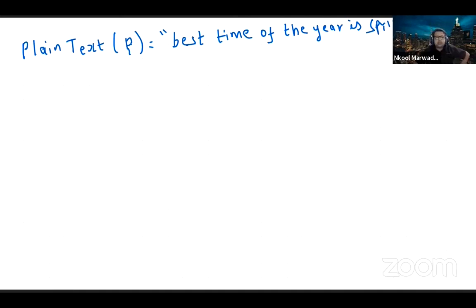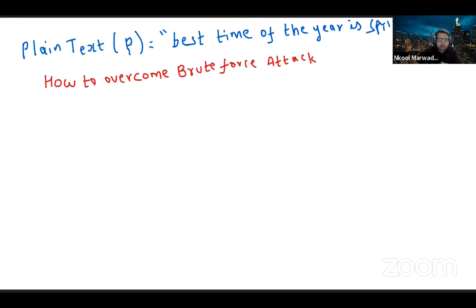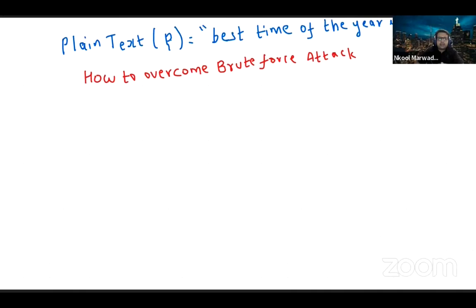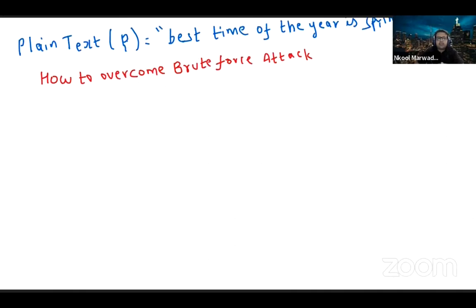Now we will discuss one more very important concept: how to overcome brute force attack, or how to safeguard the system from brute force attack. And this we are discussing in the context of these 3: additive cipher, affine cipher, and multiplicative cipher. We are discussing in terms of these 3 techniques because they have a very small key domain. Now the solution is very simple.